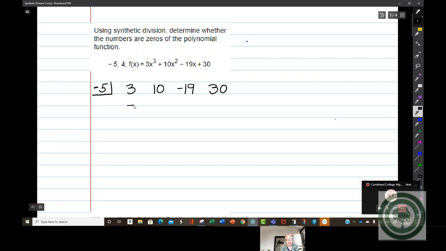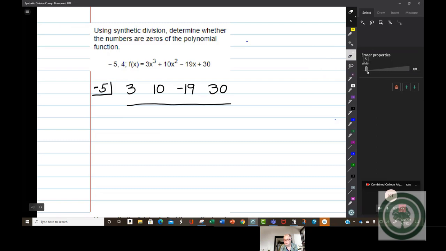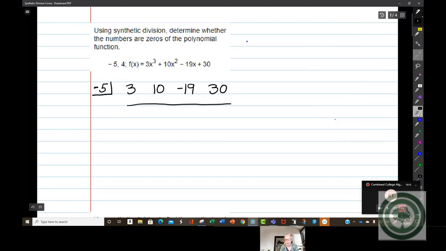I'm going to skip a line and draw a line. This line is just that kind of equals line. Okay, so here's what you do. Once you have this set up like this, you take that first number and you bring it directly down, always. And you just write it there. That's all you do.